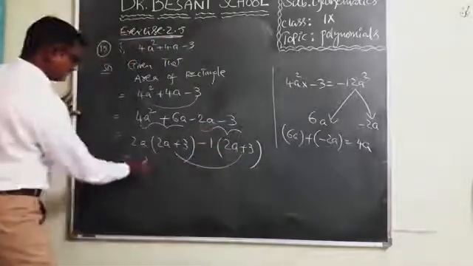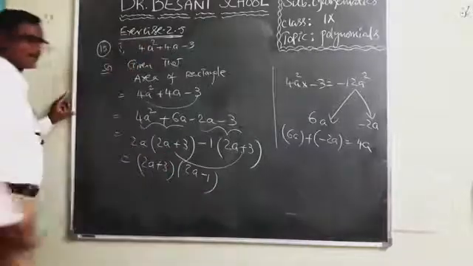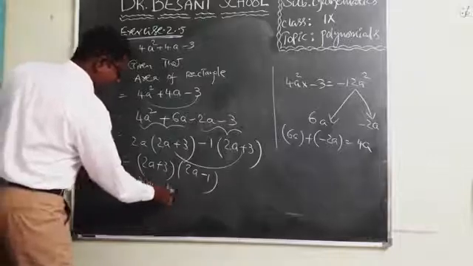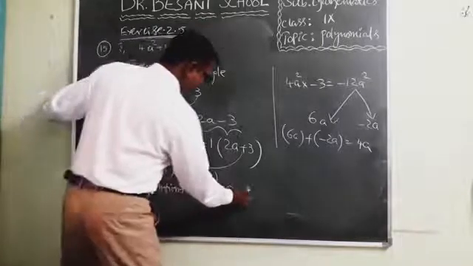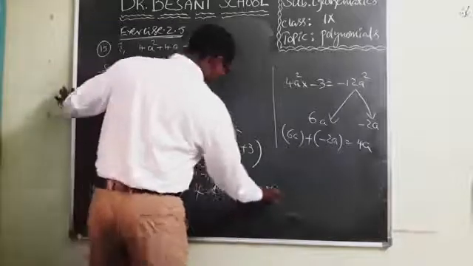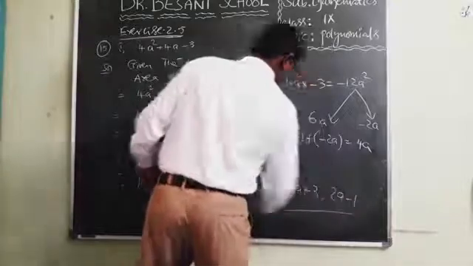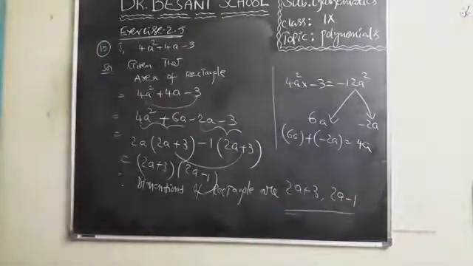So what is one factor? 2a plus 3. What is another factor? 2a minus 1. So these are the dimensions of the rectangle. Therefore we write the conclusion. Dimensions of rectangle are one is 2a plus 3 and other is 2a minus 1. So one is length and other is breadth.